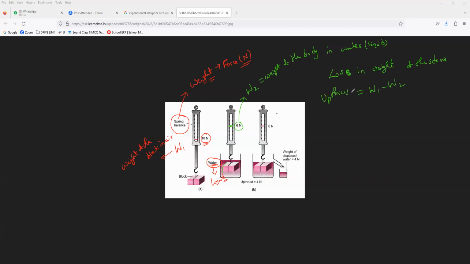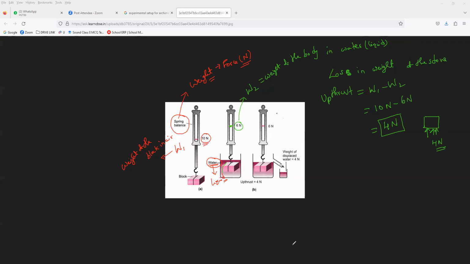Am I right, girls? So W1 is 10 Newton, W2 is 6 Newton. So what is the upthrust? 4 Newton. So the block is experiencing how many Newtons of buoyancy force? 4 Newtons of buoyancy force.